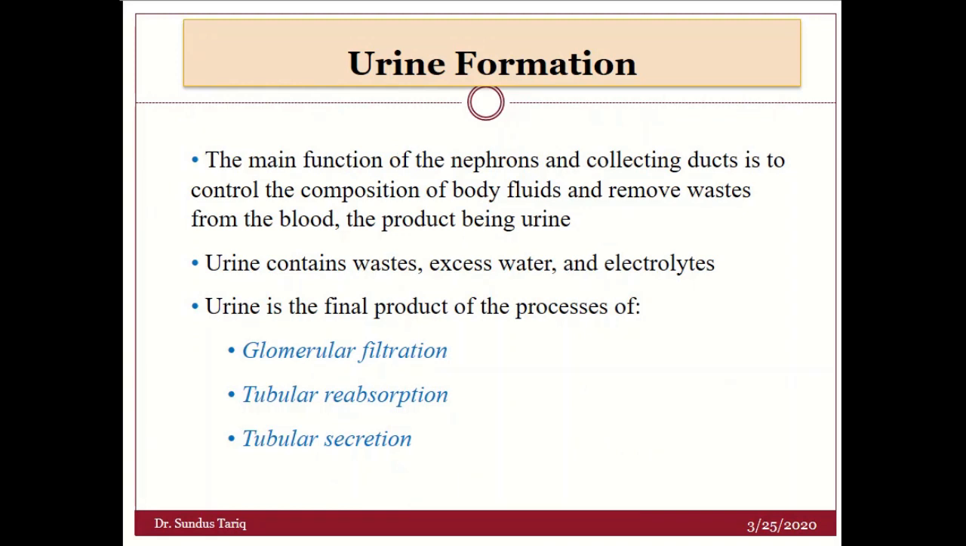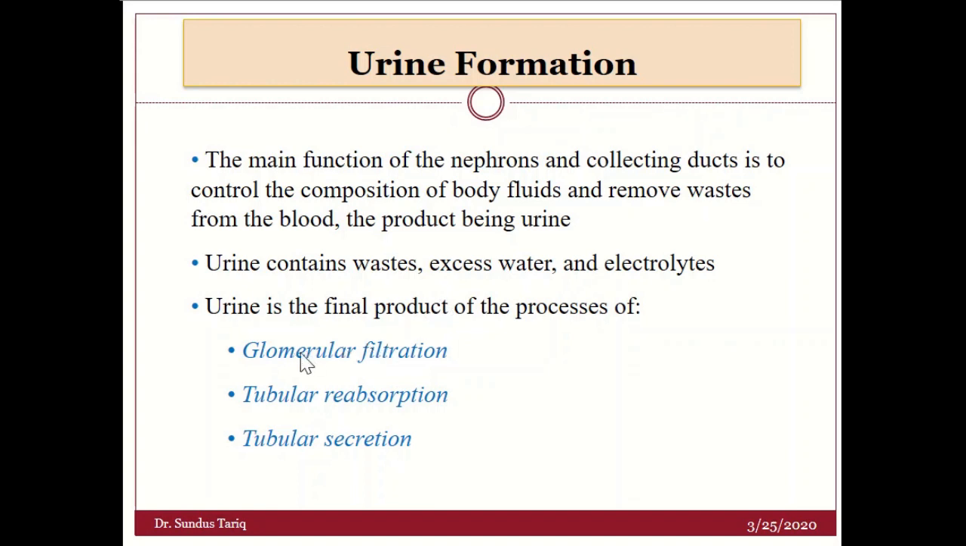So what is the basic process of urine formation? As we all know, the main function of nephrons and collecting ducts is to control the composition of body fluids and remove the waste from the blood in the form of urine. So urine contains waste and excess water and electrolytes that should be removed from the body. And this process is accomplished by three main processes.